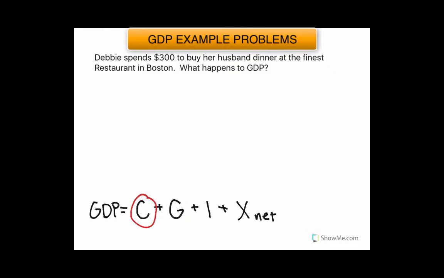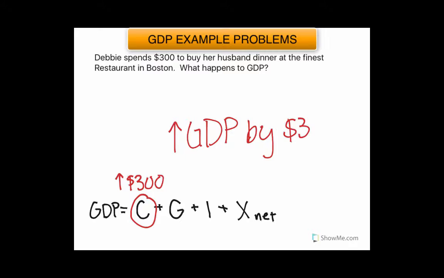So if Debbie is spending $300 to buy her husband dinner, then we have increased our consumption by $300. And by doing that, we've increased our GDP by $300. And that's it for this question.